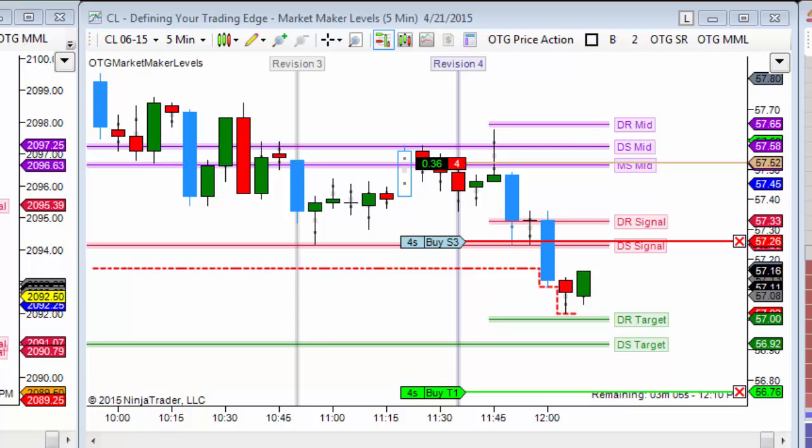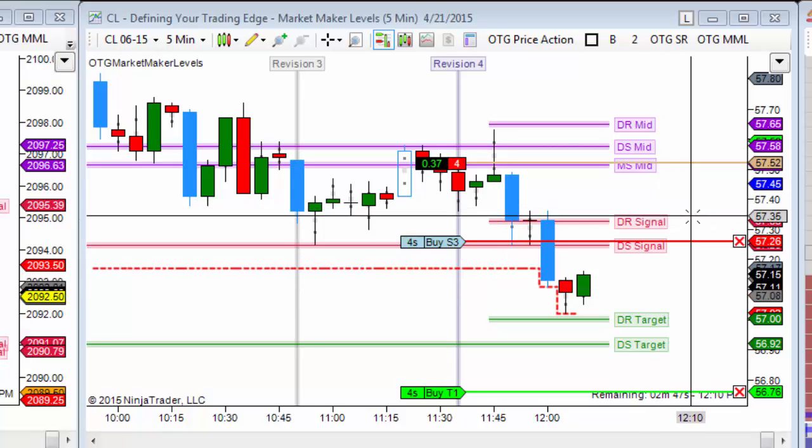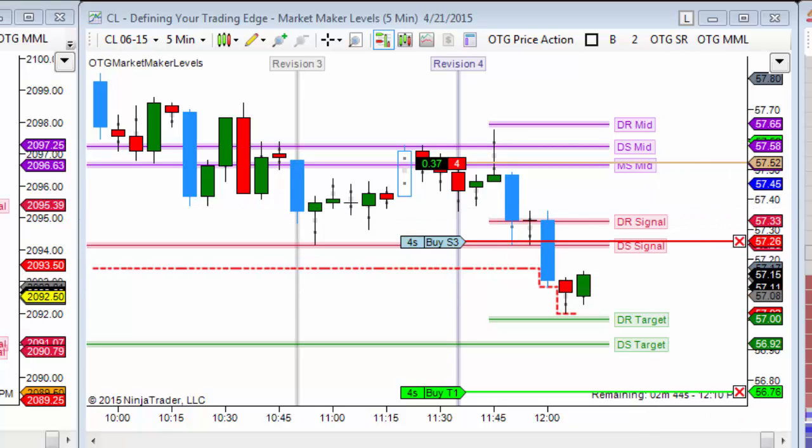You know what? Pull this stop back up here. 26. The structure signal is 25. Move this to... if it goes to 20, here's the problem. If it goes to 25, it could go to 30. If it goes to 30, it could go to this double top up here at 36.